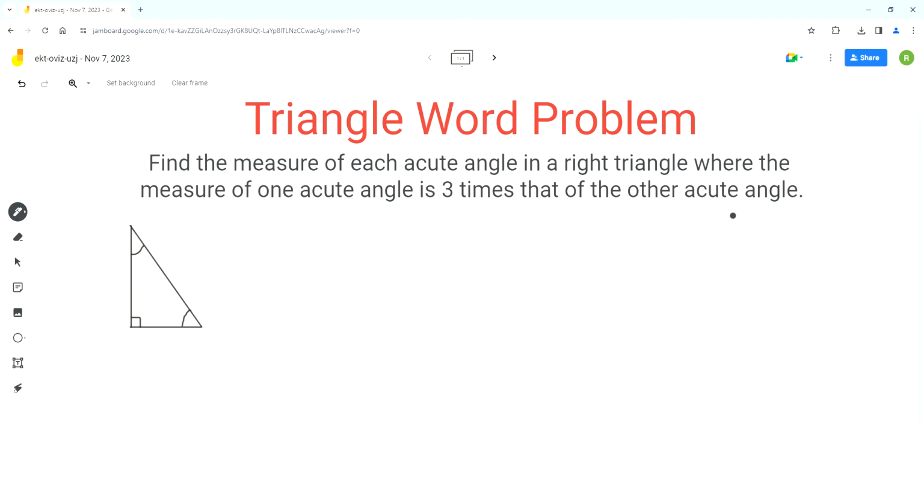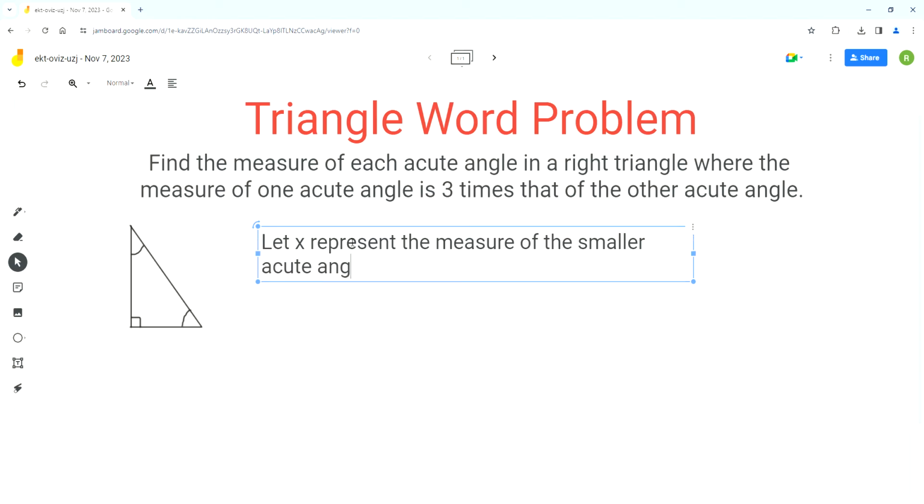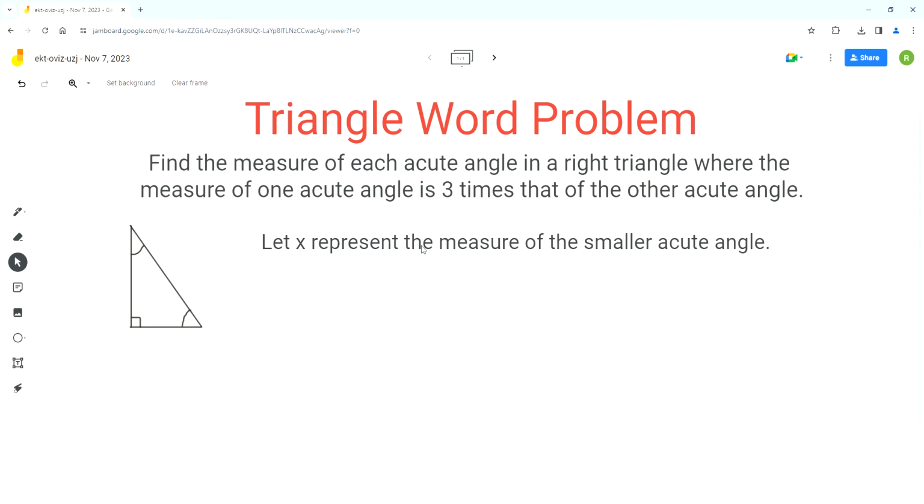Now to solve this problem, we'll have to use a variable. So we'll have to write a let statement to describe that variable, and the variable will be for the smaller acute angle. So our let statement can be let x represent the measure of the smaller acute angle. So let's assume that in this diagram, the top acute angle represents the smaller acute angle.